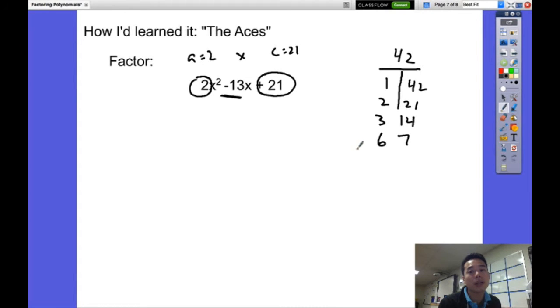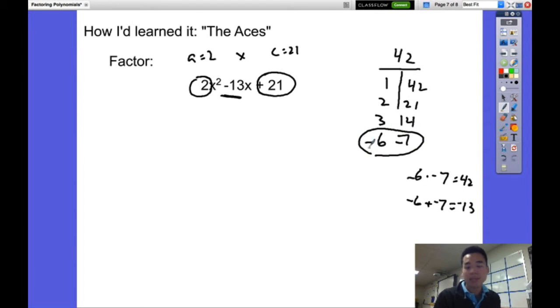Right away, I know that this is a positive 42, so none of these single factors can be negative, because that would be a negative 42. Negative times positive is negative. But what I can do is I can make a negative 6 and a negative 7. So negative 6 times negative 7 still equals positive 42. Luckily, negative 6 plus negative 7 is also negative 13. So I want these two factors.